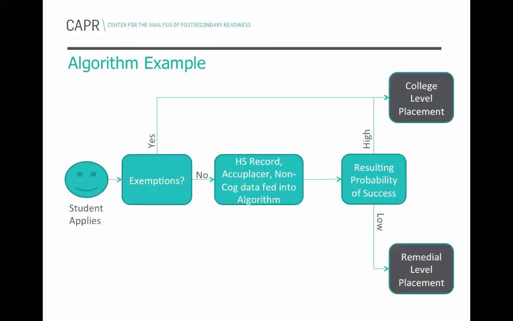So here's the algorithm example. Basically, student applies, there might be exemptions. If not, the information is fed into this algorithm, generating a probability of success.